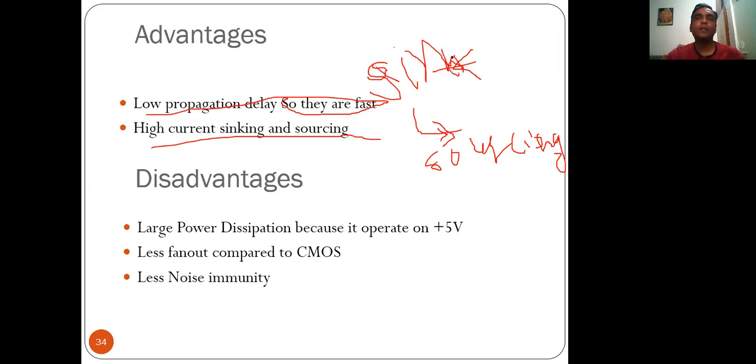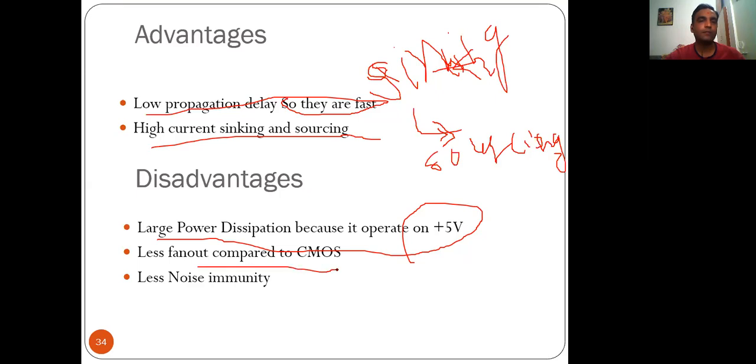So it has good current sinking and good current sourcing capabilities, but its power dissipation is high because it works on 5 volt. So power dissipation is high. It has less fan out compared to CMOS, but it is quite better than RTL and DTL.